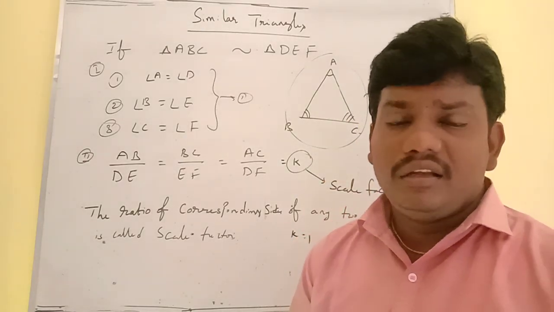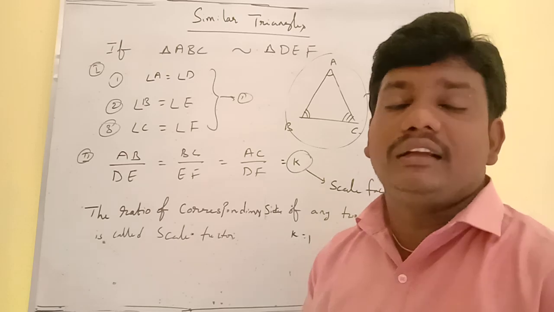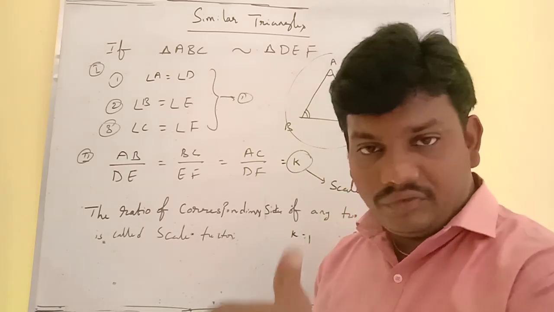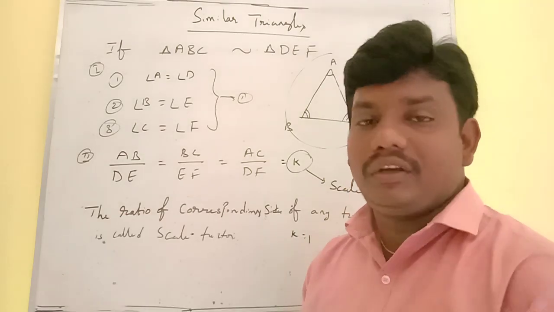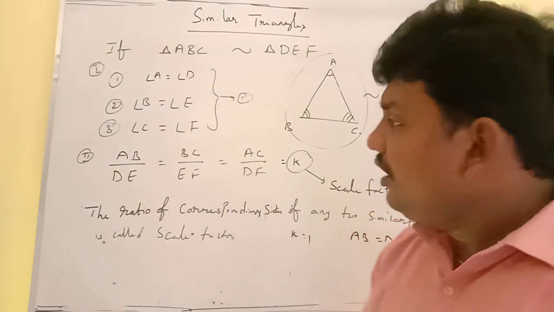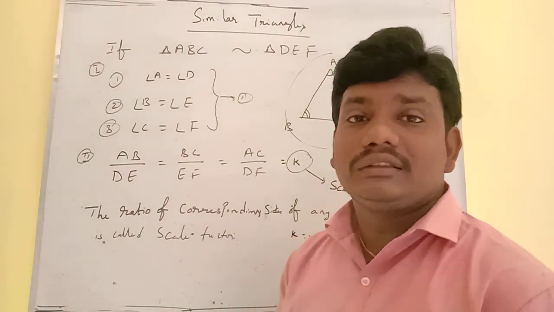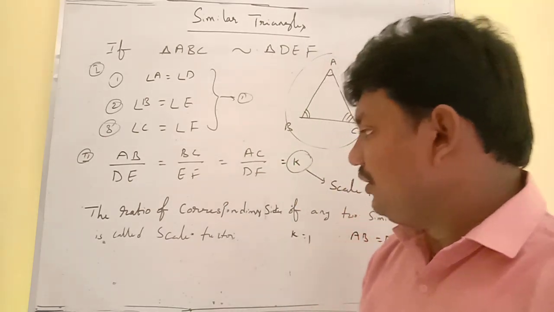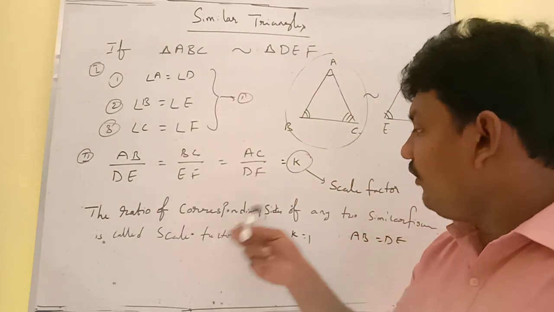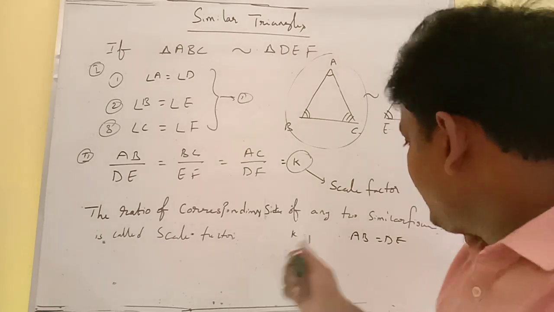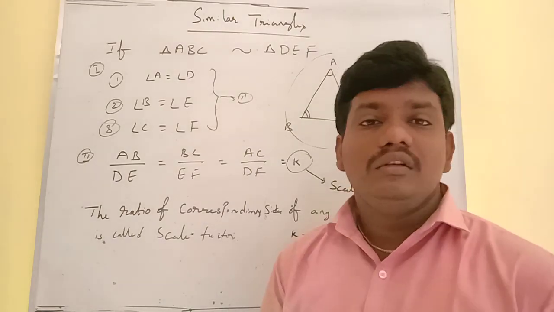What it means is that the scale factor decides whether the first figure is an enlarged figure, or a diminished figure, or congruent to the second figure. Very, very important. What is the scale factor? The ratio of corresponding sides of any two similar figures is called the scale factor.